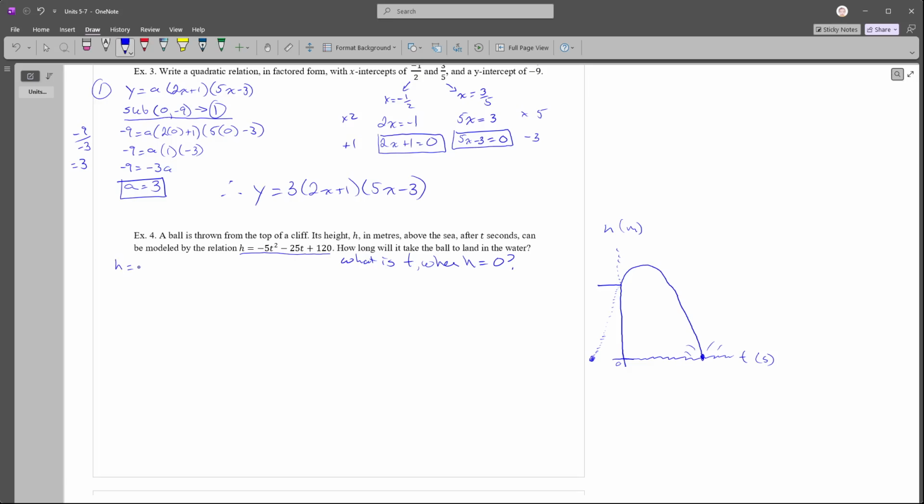H is equal to negative 5t squared minus 25t plus 120. All righty, so let's factor it. What can we factor out first? Well, clearly there's a greatest common factor of negative 5 here. So let's get rid of that. So h is equal to negative 5 times t squared plus 5t, signs are flipped because I factored out a negative 5, minus 120 divided by 5 is 24.